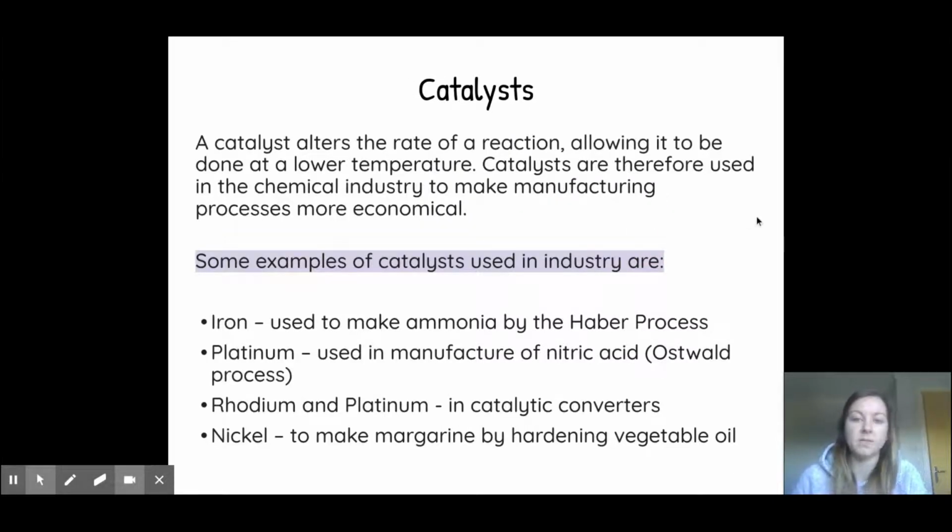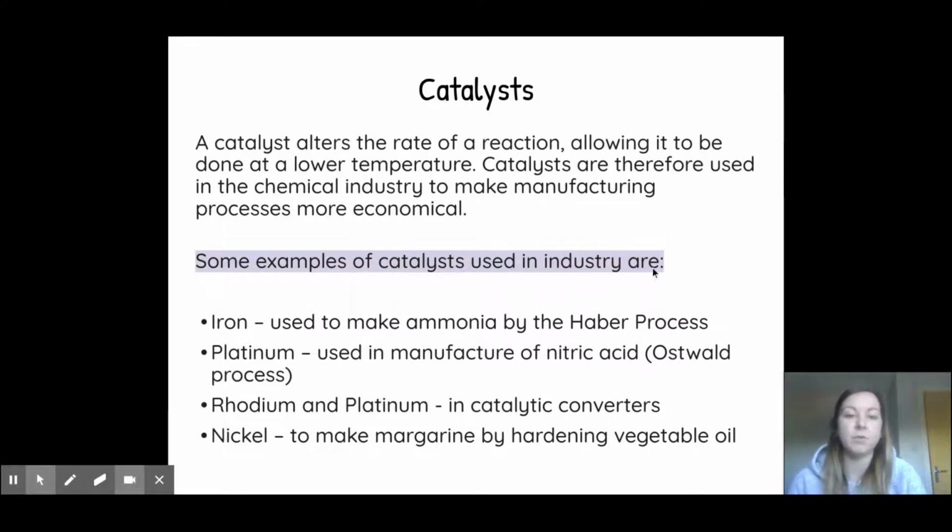So, catalysts. As we've already discussed, what the catalyst does is it allows reactions to be carried out at a lower temperature. Remember, we've just learned it does that by lowering the activation energy. In other words, many more molecules have energy greater than the activation energy when using a catalyst.